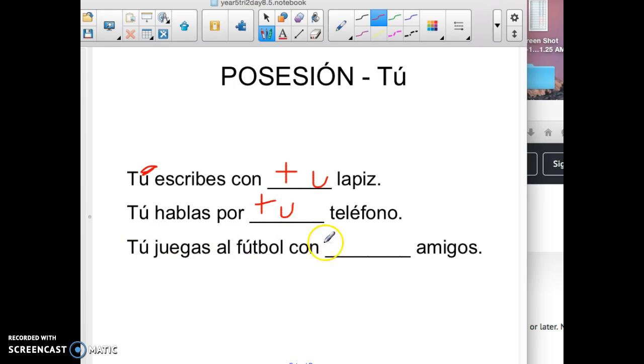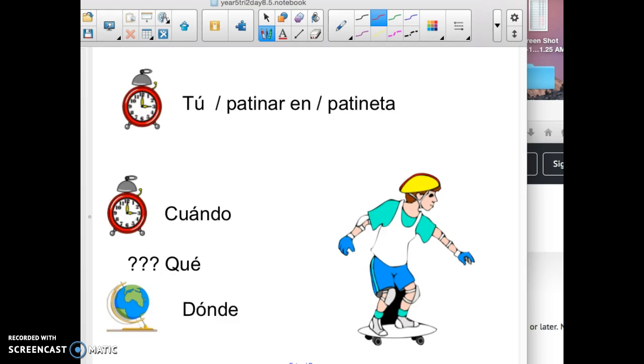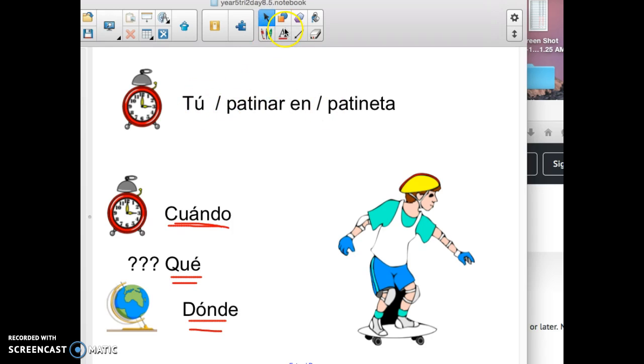Tú juegas fútbol con, if you've got more than one, it's tus amigos. Tus amigos. So the last time we had class, we went over the question words. So cuando is when, qué is what, and dónde is where. So what we're going to do today is practice taking these sentences, changing them, and then making question words on them and saying that these things belong to you.